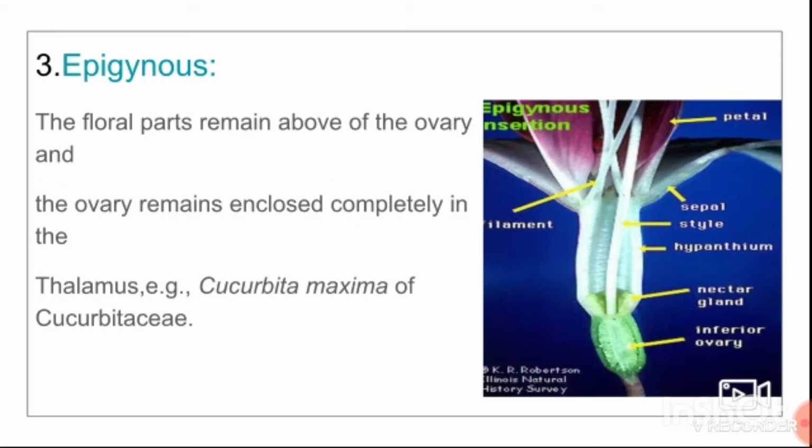And number 3, epigynous, where the floral parts remain above the ovary and the ovary remains enclosed completely in the thalamus. Example, Cucurbita maxima of Cucurbitaceae.